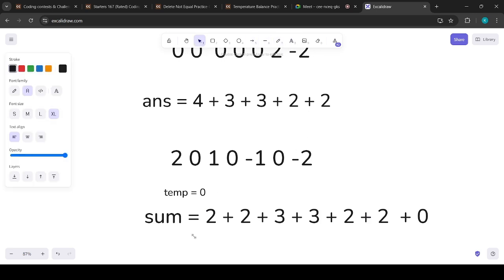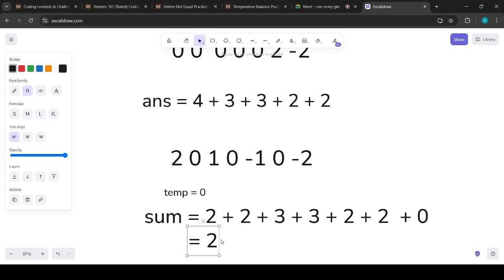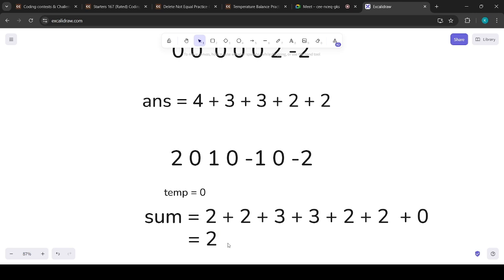Yeah, got the point. Instead of updating the list elements, you consider two variables, temp as 0 and then sum. Sum will be calculating the total number of seconds. Yes, it's a good approach. It's a clear approach.